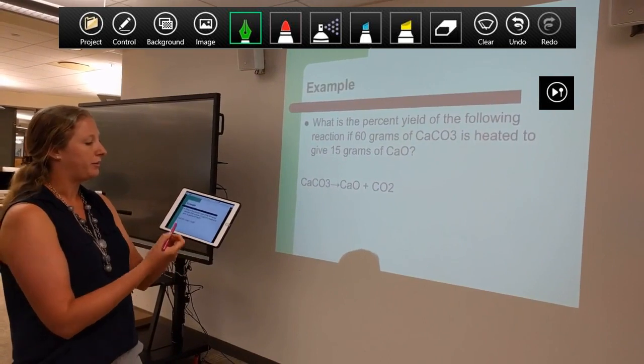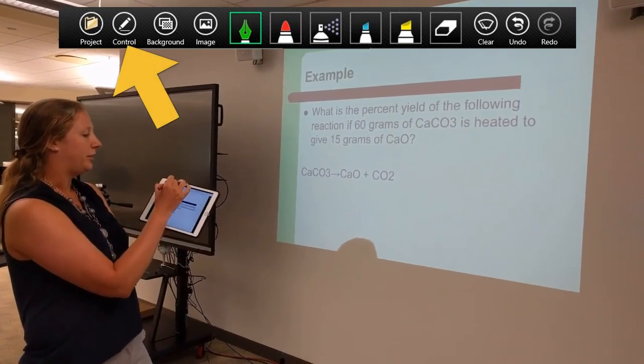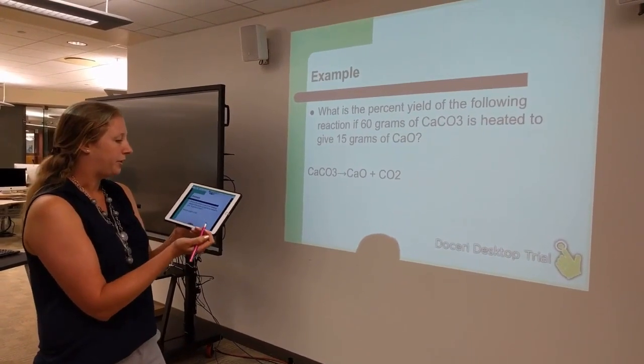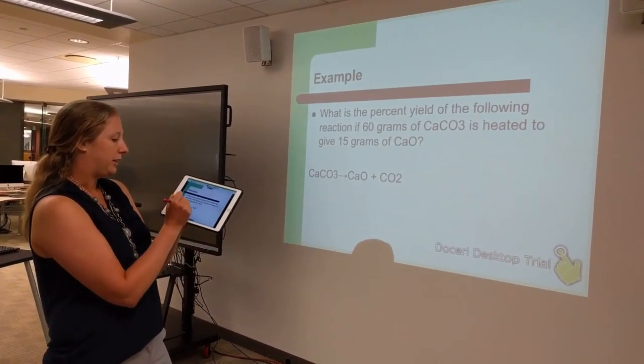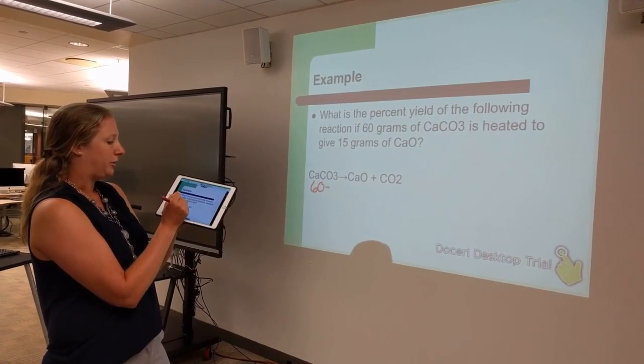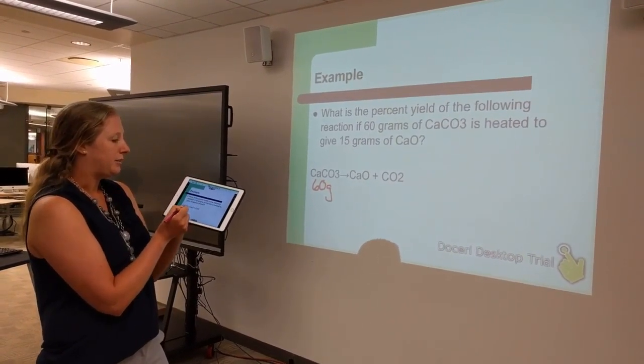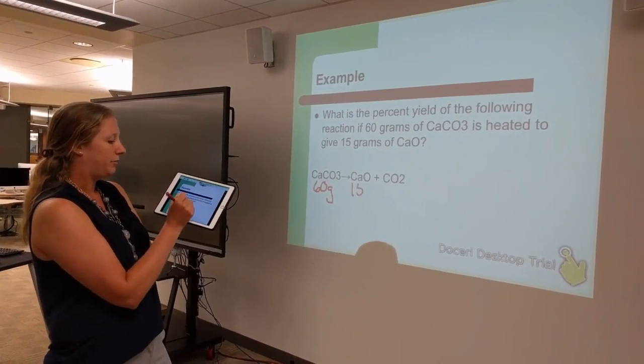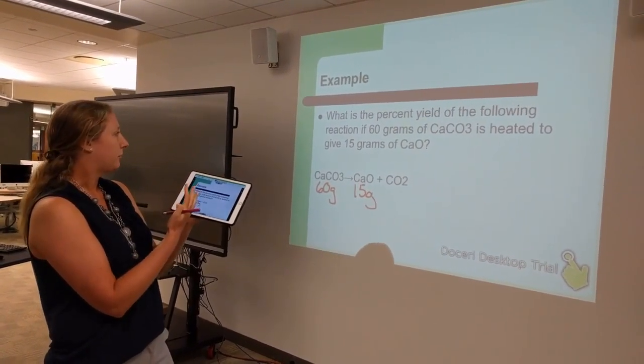Alright, so here's a problem solving page. I can read the question with them and write my work as I do it. What is the percent yield of the following reactions? If 60 grams... I would just write out what's going on: 60 grams of this substance is heated to give 15 grams of this other substance. So I can talk about it with them.